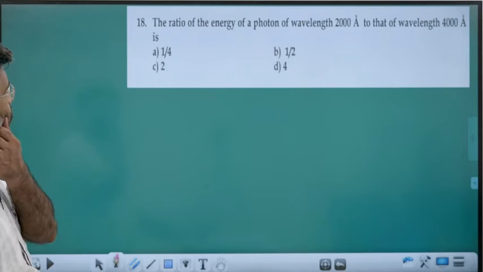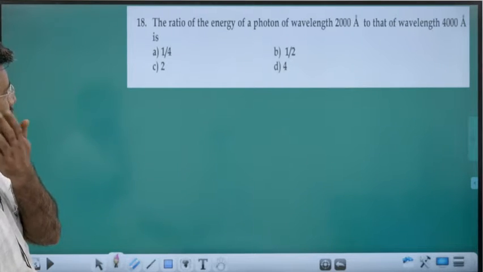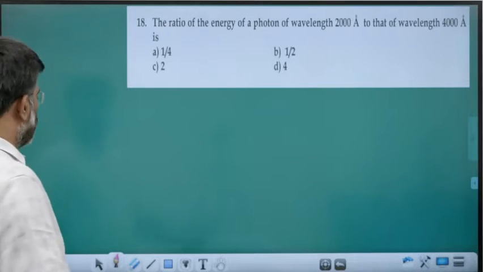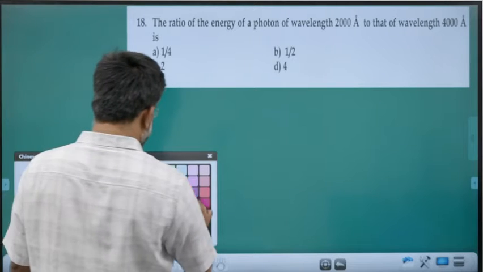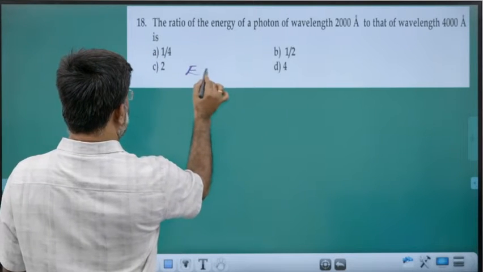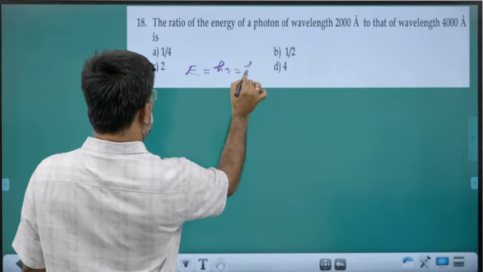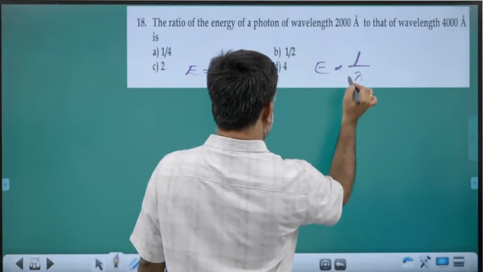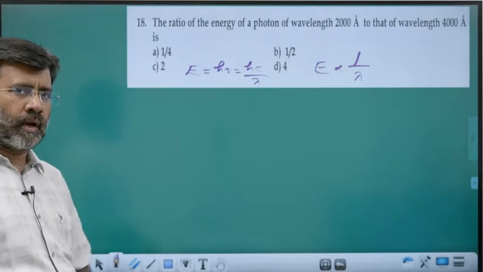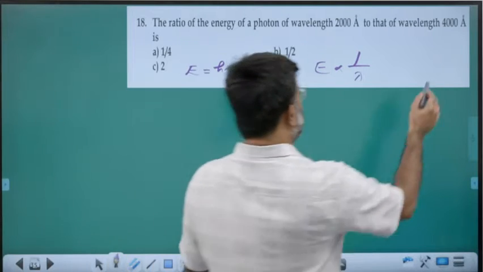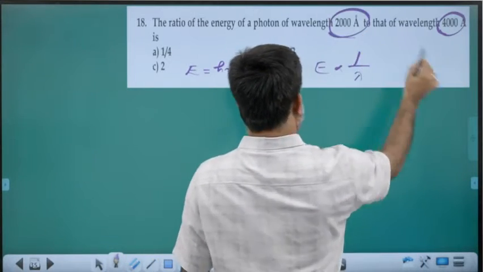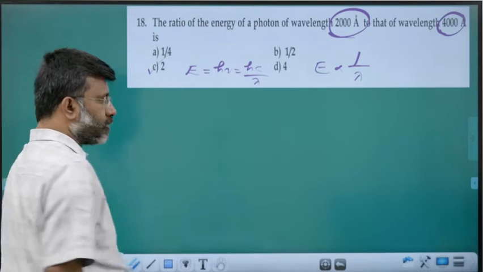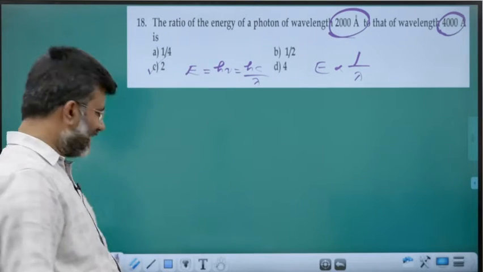Ratio of energy of a photon of wavelength 2000 Armstrong to that of wavelength 4000 Armstrong. What is the relation between energy and wavelength? Energy is equal to h nu, which is hc by lambda. That means energy is inversely related to lambda. So E1 by E2 is equal to lambda 2 by lambda 1, which is 4000 by 2000, 2 is to 1. Option C, 2 is to 1. Right? Next.